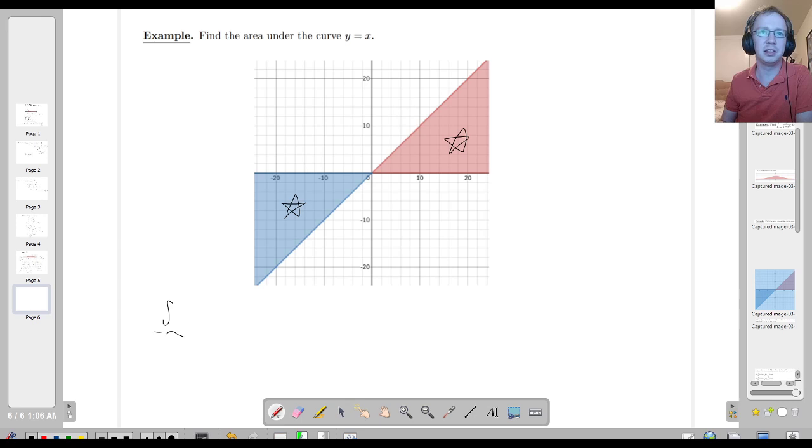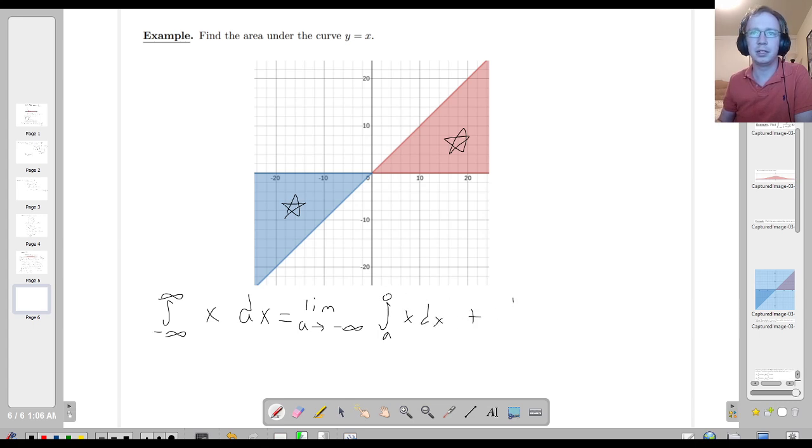So this is essentially the integral from negative infinity to infinity of x dx. Okay, because I've got both limits being infinite, I need to split it up into 2. So I'm going to let a approach negative infinity and go from a to 0. And then I'm going to let b approach positive infinity and go from 0 to b. Again, there's nothing magic about 0, it just tends to be easy to plug into most functions, so it's generally where I split things.